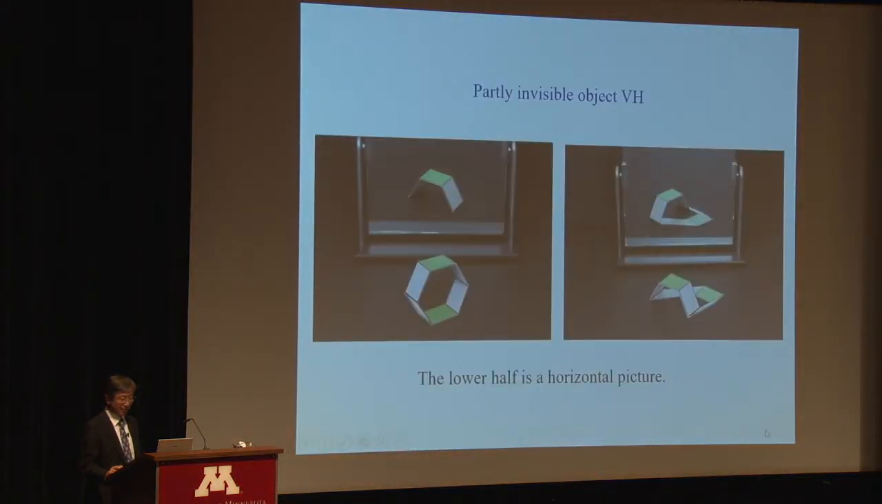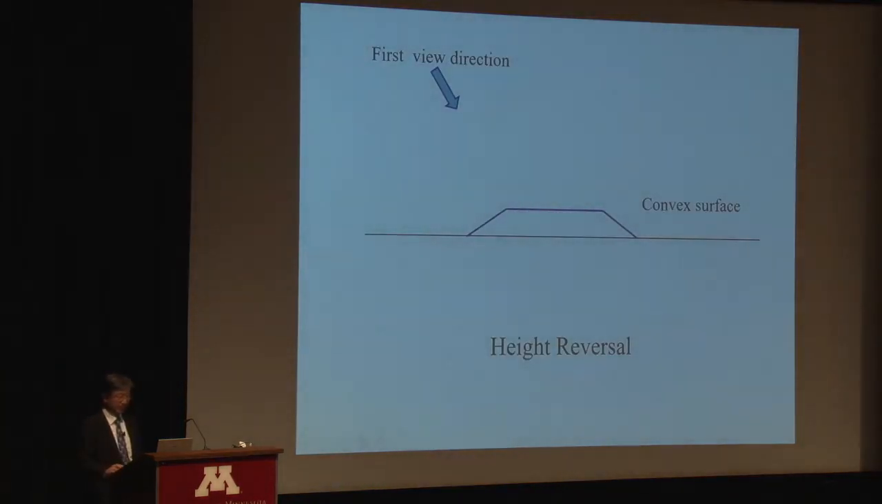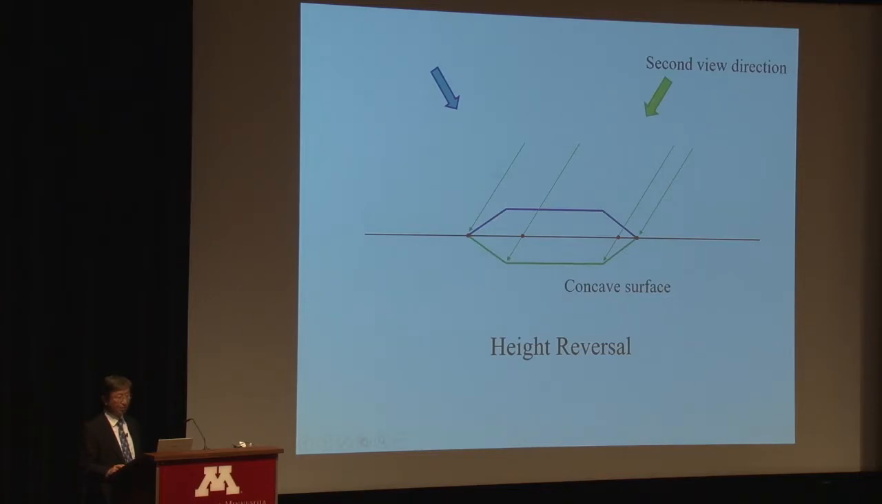Let me show a little of mathematics. Suppose that we have a horizontal plane, and on it we have a surface. If we see it from a first view direction and project the object on the picture plane, then we have a picture on the horizontal plane. Next we see the picture from the second view direction, which is opposite and has the same angle. Then the perceived surface is just a reversed height object. So the horizontal picture has this kind of nature in general, and I used it in the following way.